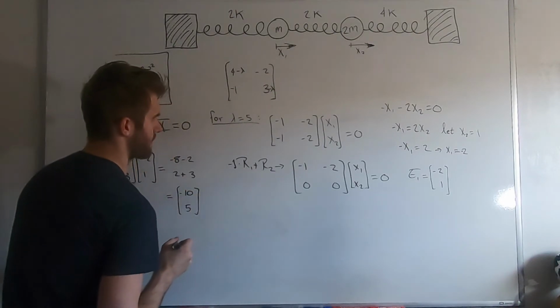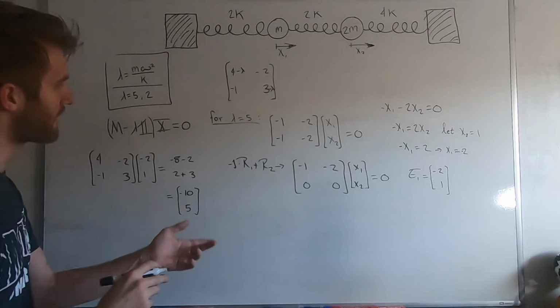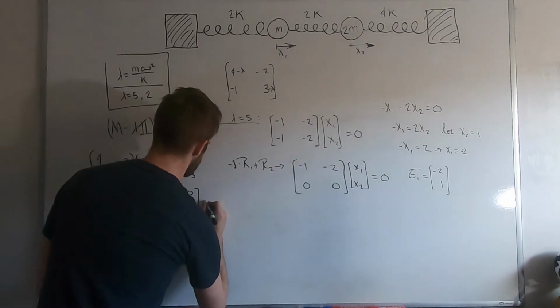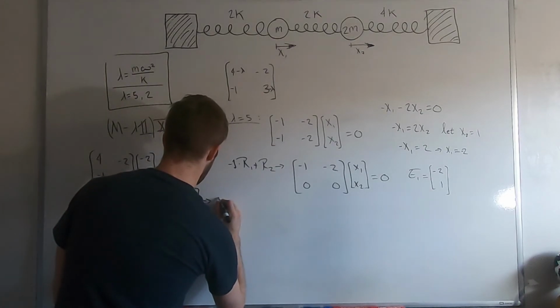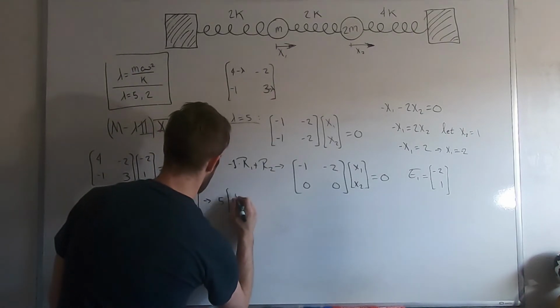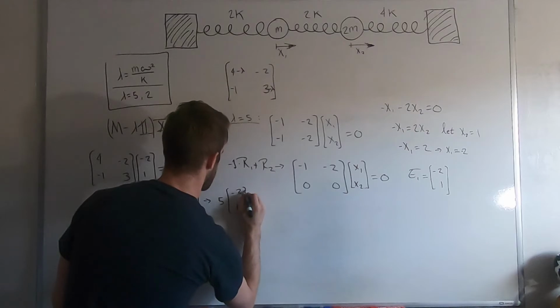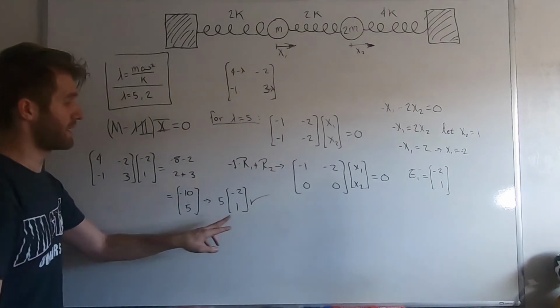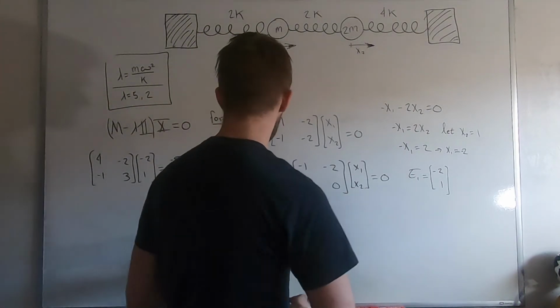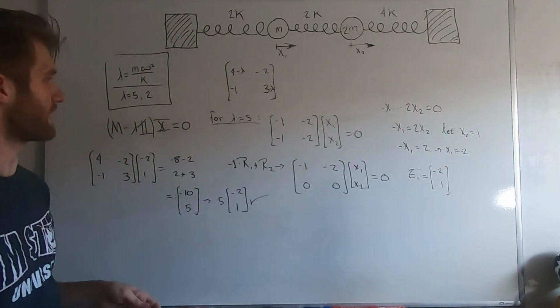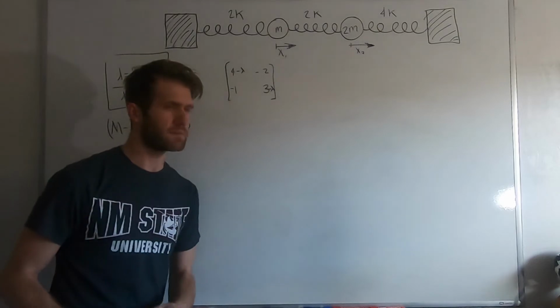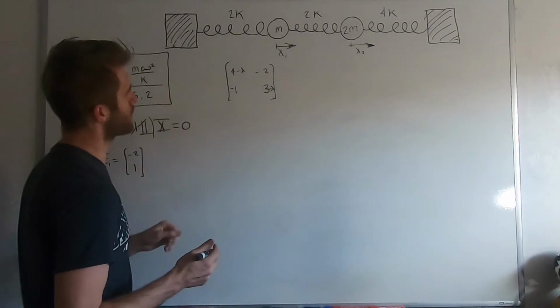Well, this doesn't really look like our eigenvector, but if we factor out a 5, we get exactly what our eigenvalue is. So we're going to have 5, -2, and 1. There we go. That is our eigenvector. Perfect. So all we really need to do now is apply the same rule and find our next eigenvector, and we will be done. All right, so let's try eigenvalue 2 now.